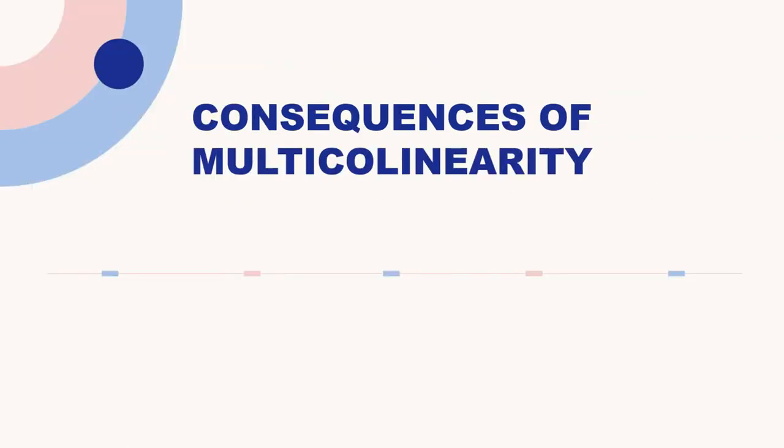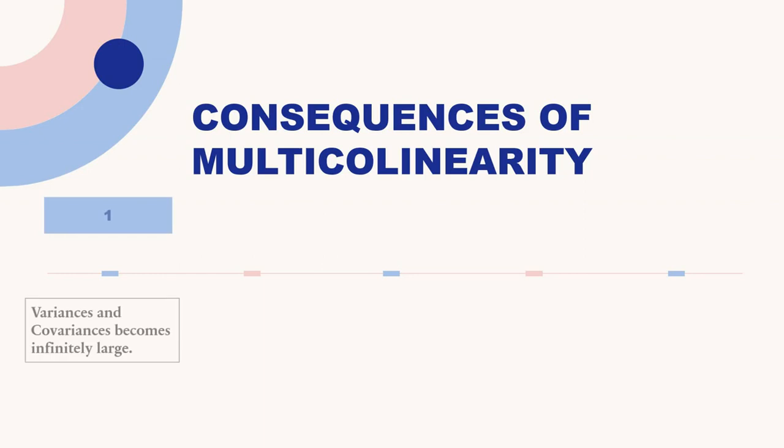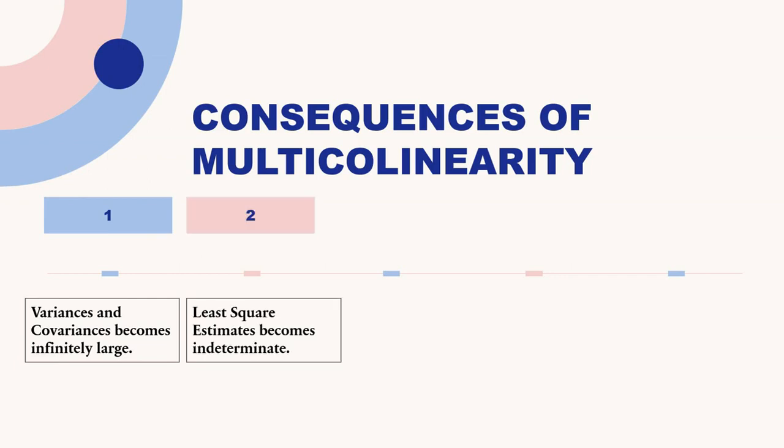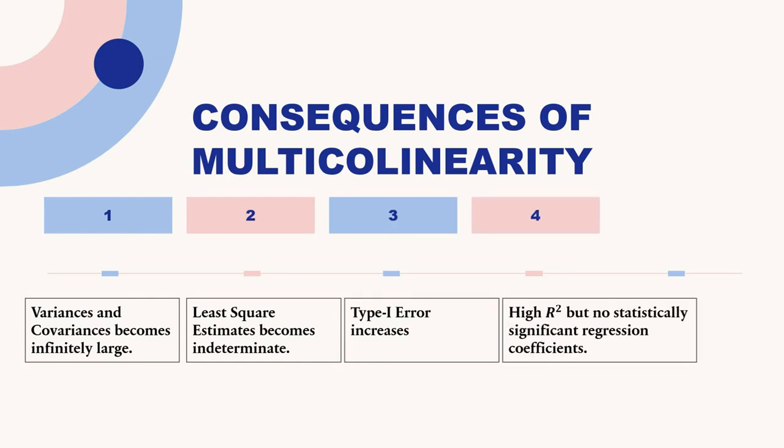Consequences of multicollinearity. If there exists some multicollinearity, then it creates problems in our regression model. These problems are outlined here. First one is that the variances and covariances become infinitely large. Second one, least square estimates become indeterminate. Third one, type 1 error increases. And the fourth one is we get a very good R-square value, but no statistically significant regression coefficients exist in the model.